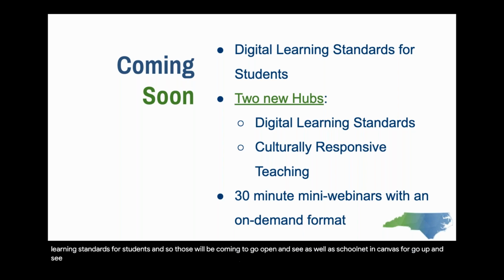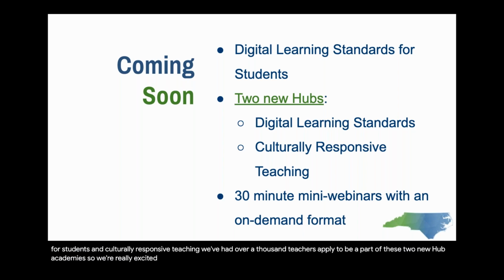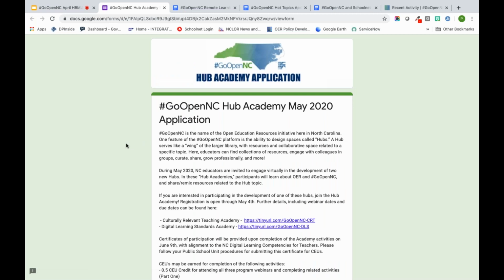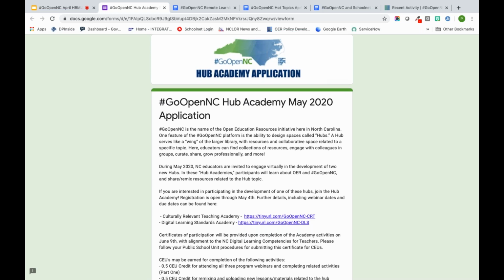For Go Open and See specifically, we're going to have 2 new hubs developed, and these hubs are going to be on the digital learning standards for students and culturally responsive teaching. We've had over 1,000 teachers apply to be a part of these 2 new hub academies, so we're really excited about that. The actual registration for the hub academies is open until Monday, and I've linked it here on this slide so you can actually see the Academy application, and you're welcome to share it out if you feel like there's anyone particularly in your districts or staff you would like to take part in the Hub Academies. We would love to have you.